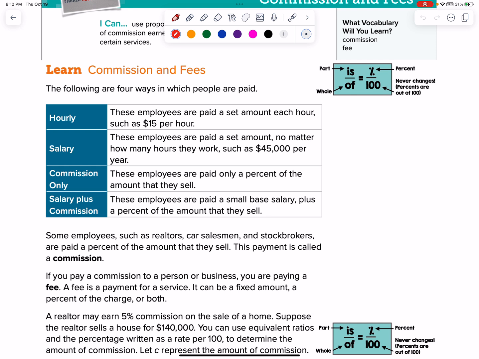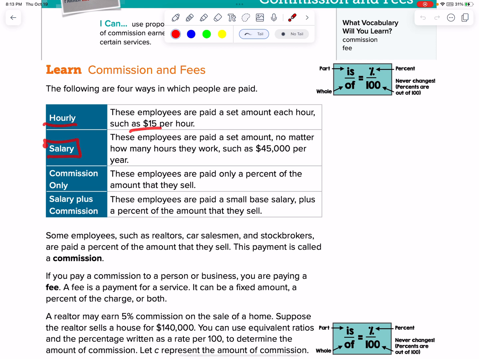All right. So there's 4 ways that people are typically paid. One way is that people are paid hourly. For example, someone might be paid $15 per hour, so they actually clock in and clock out. So that's the one way.